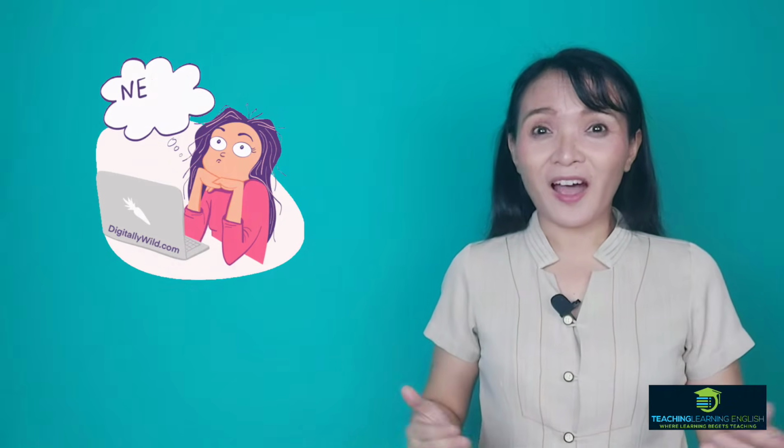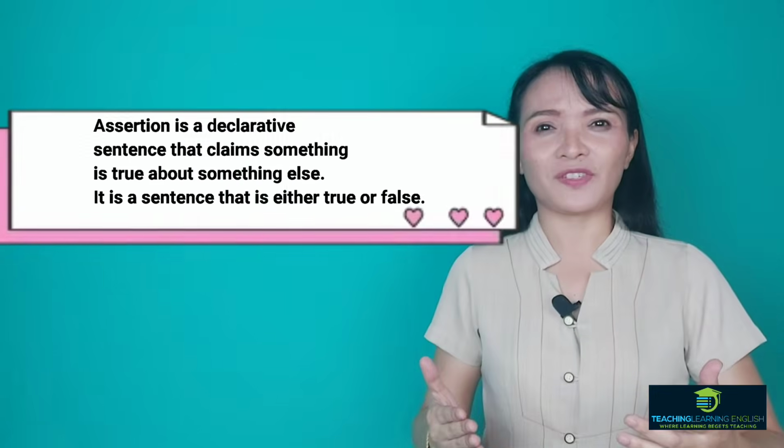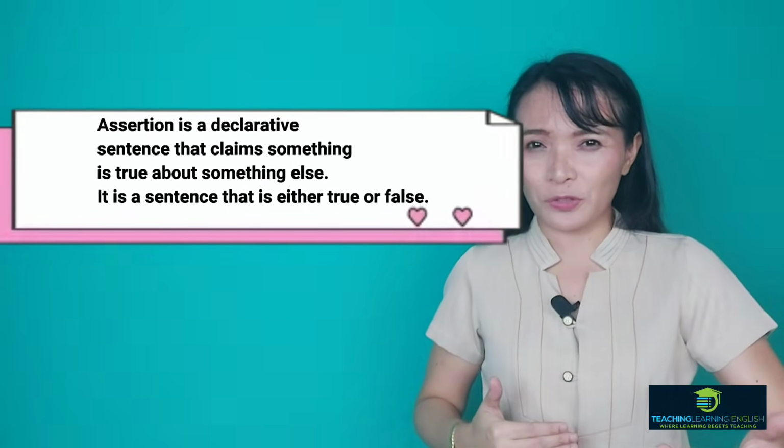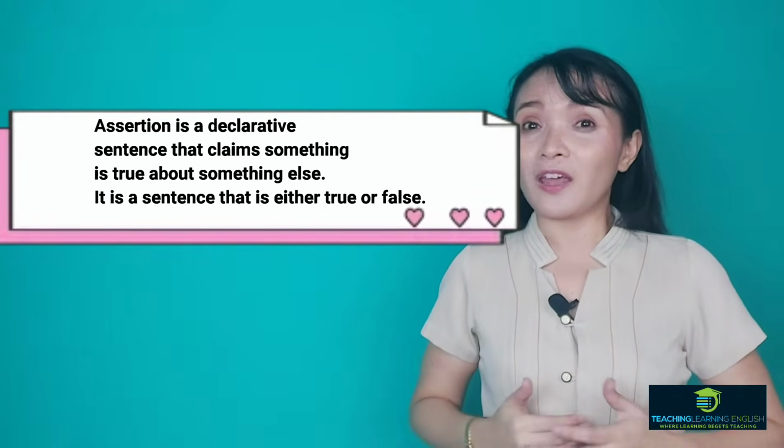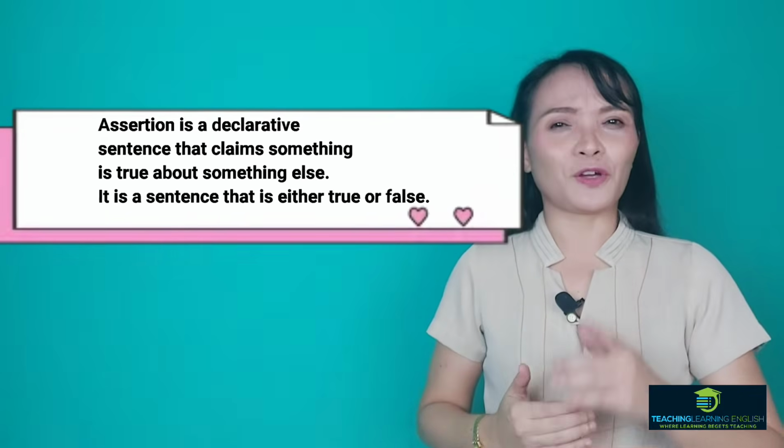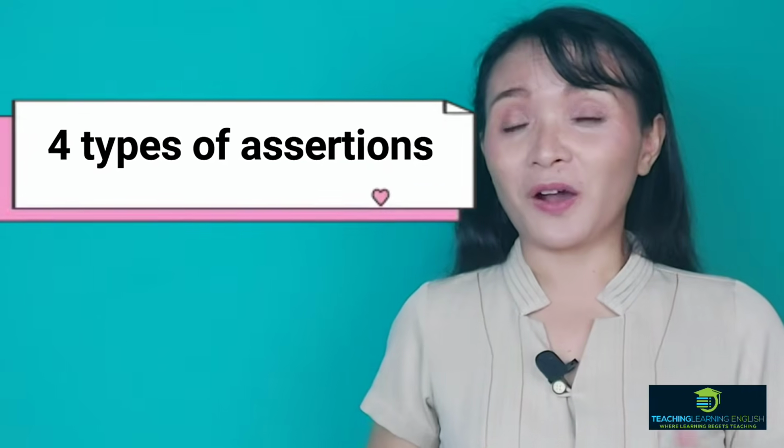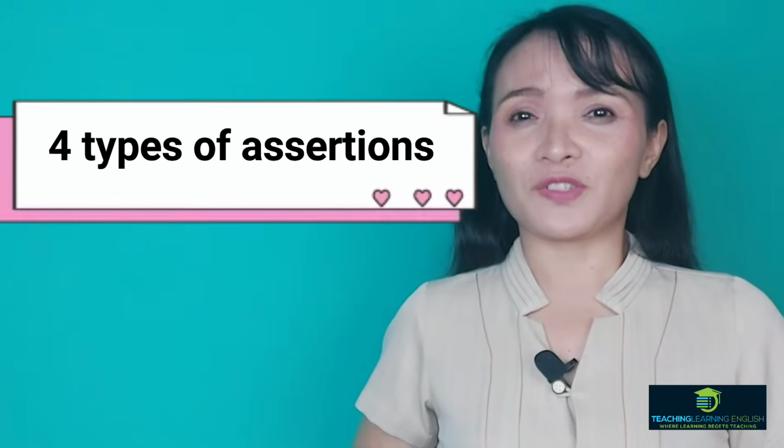To simplify, assertion is a declarative sentence that claims something is true about something else. It is a sentence that is either true or false. There are many types of assertions. In your module, I have seen types of assertions according to the degree of certainty. I have also seen other types of assertions based on the different expressions used. But we are going to talk about the 4 different types of assertions according to the degree of certainty.